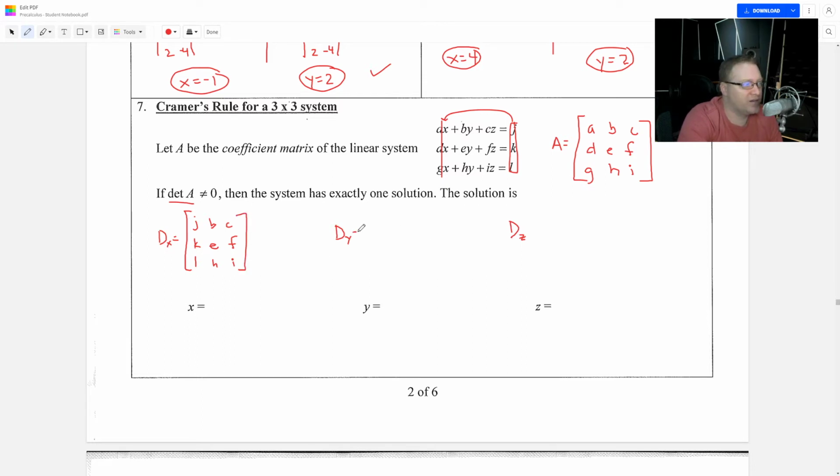Then guess what? dy is done the same way. This time we're going to keep the x's, so the coefficients are a, d, g. But now we're going to get rid of the y's because this is dy. We're going to get rid of the y's and put in the j, k, l. And then this column is going to stay the same: c, f, i.